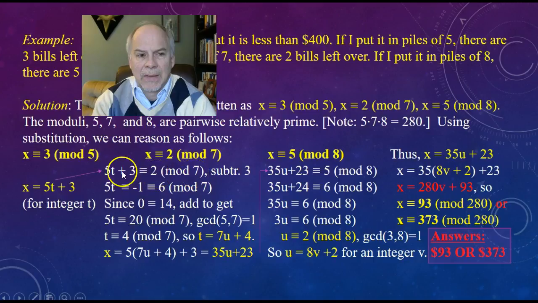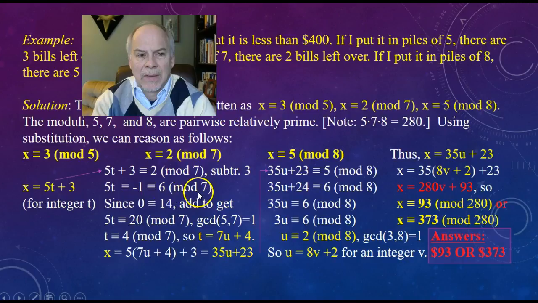All right. Now if I subtract 3 from both sides, I get 5t is congruent to negative 1 mod 6. I'm sorry, mod 7. And if I add 7 to the negative 1, because we're in mod 7, 7 is congruent to 0 mod 7. So if I add 7 to the negative 1, it's positive 6. And so it gives me a positive number here on the right. So 5t is congruent to 6.